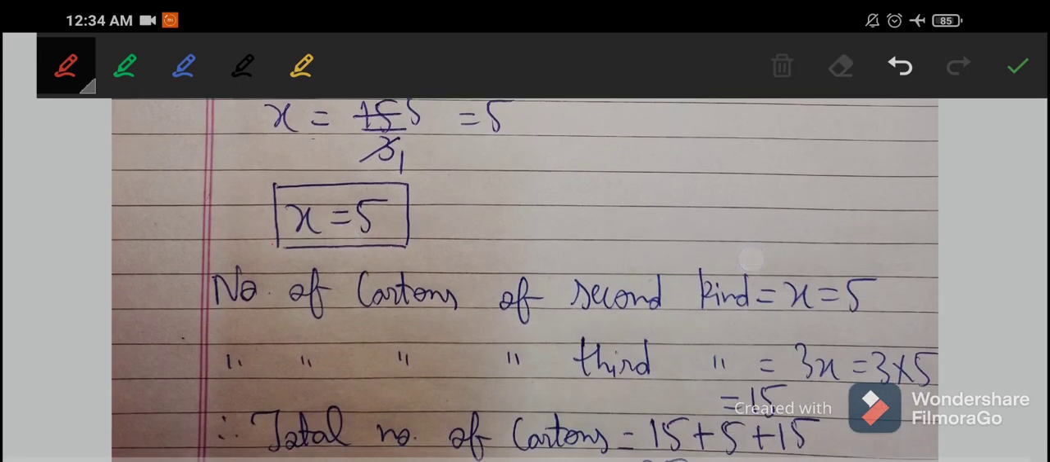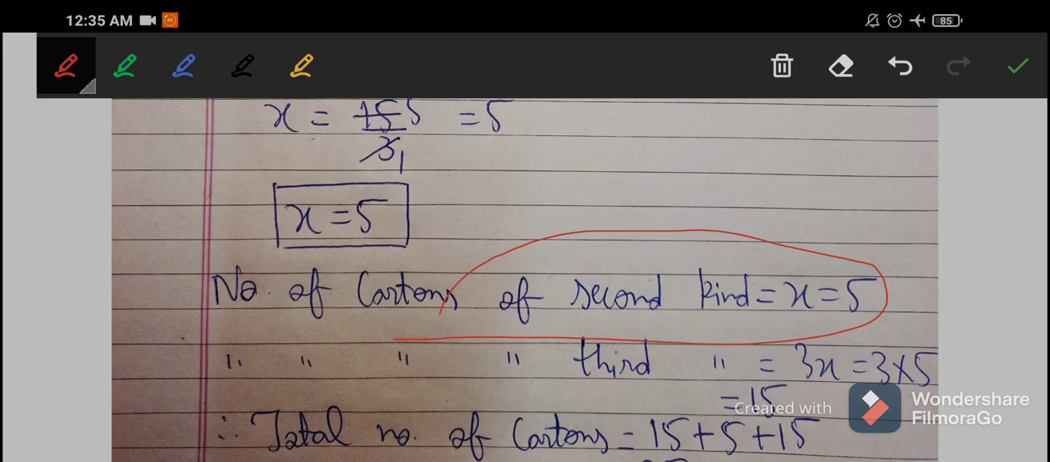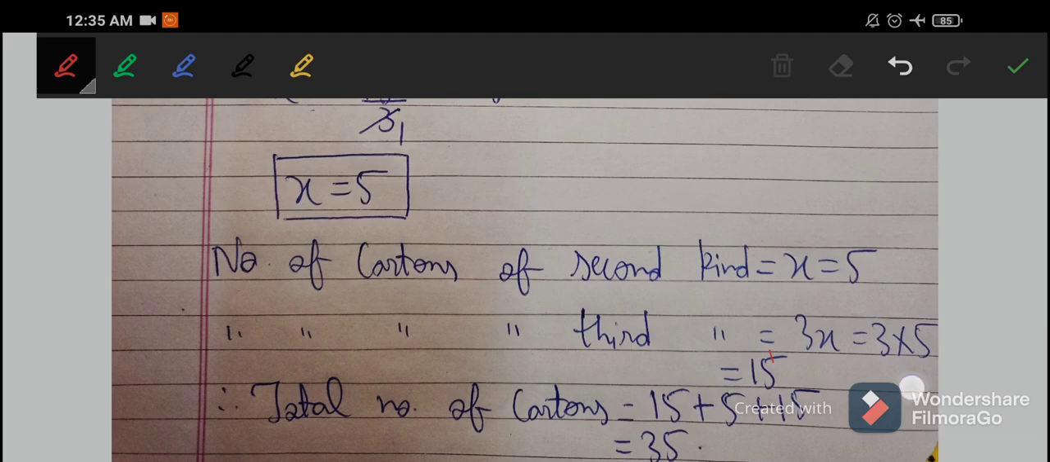Now the number of cartons of second kind is equal to x, that is 5. And the number of cartons of third kind is equal to 3x. So we will write 3 into 5, because whenever there is no sign, we consider it as multiplication. We have got the value of x equal to 5, so when we multiply 3 and 5 together, we will get 15 as the answer. Now students, I haven't calculated the number of cartons of first kind because it is mentioned in the question. Also we don't need to find the number of cartons of third kind because 3x and 3x will be equal, but I have solved it so that you can understand the concept.